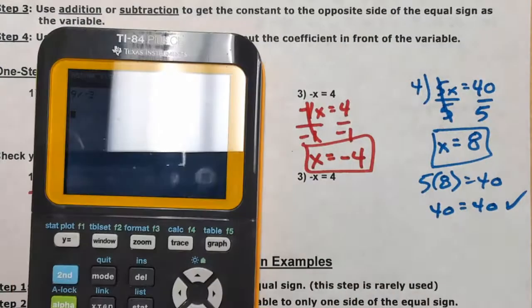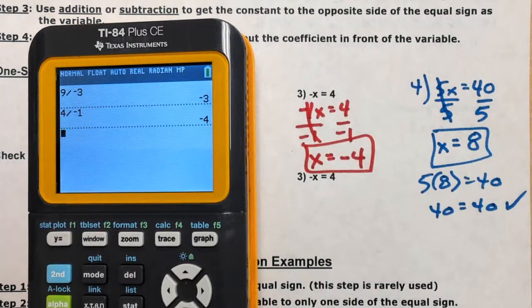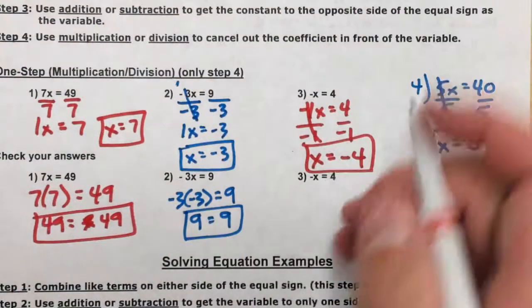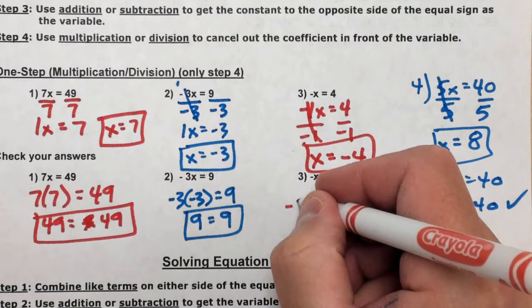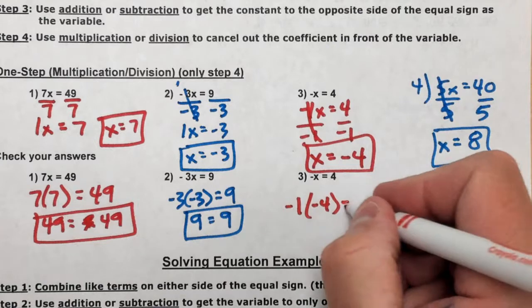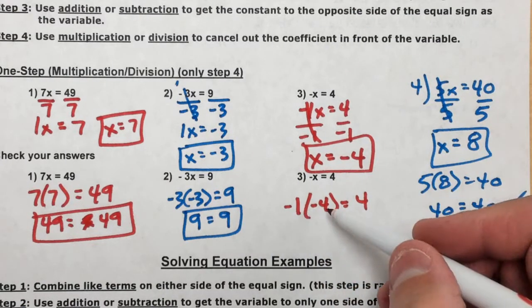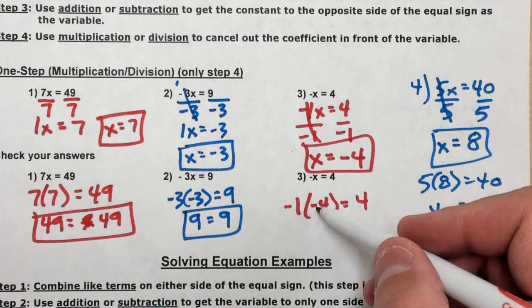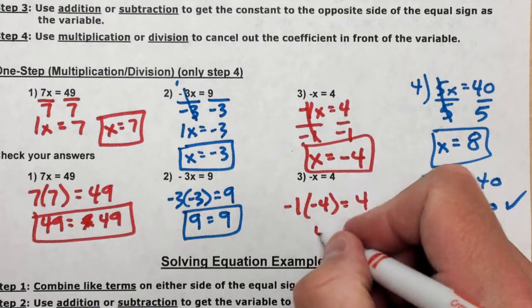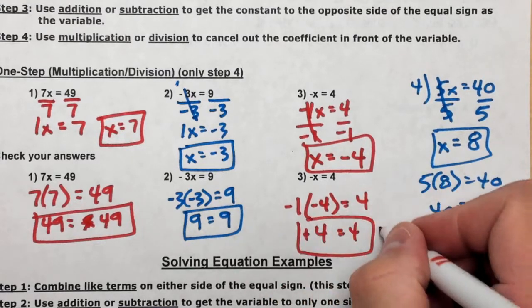And just to double check that you believe what I'm doing here. So if I do 4 divided by negative 1, I end up with a negative 4, and that's what I got for x. So if I plug in, let's do negative 1 times negative 4, because x is really a negative 4. And I were to multiply negative 1 by negative 4, well, negative times negative is a positive. 1 times 4 is 4. So I end up with a positive 4 equals 4, and that's what I was looking for, so that checks out.